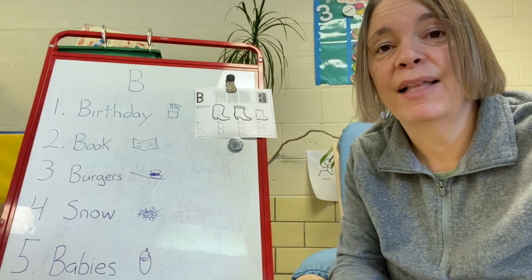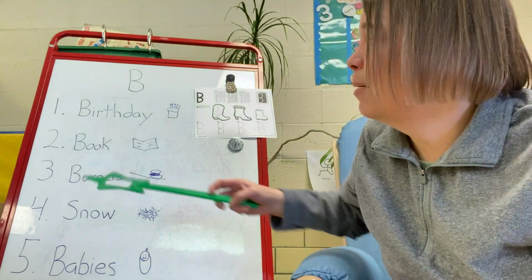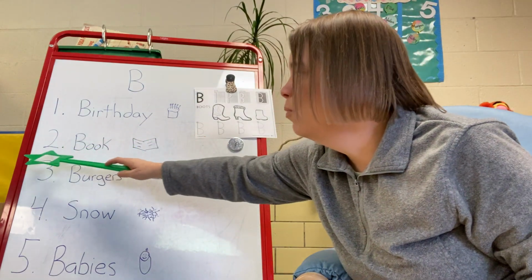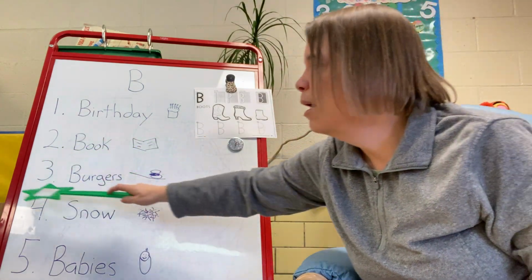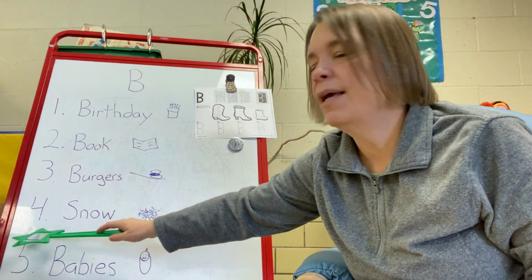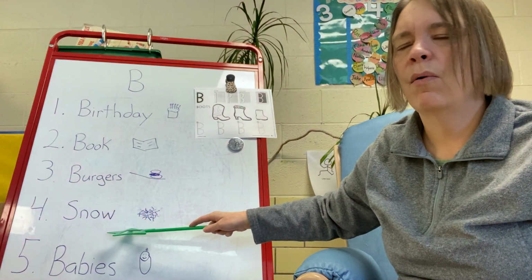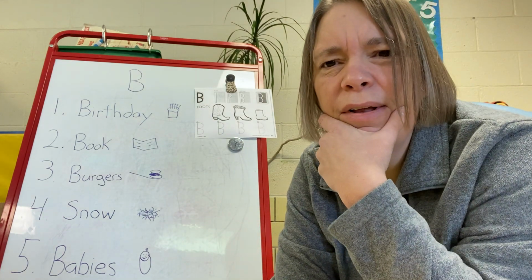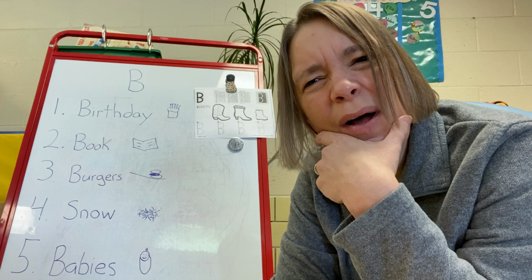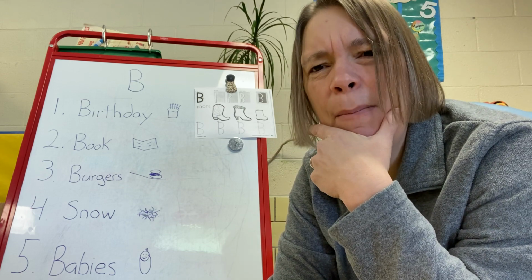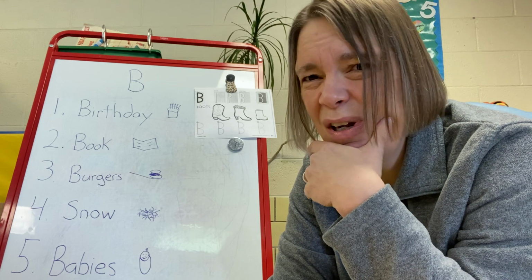Are you ready to go back to my list of B's? Okay, number 1 was birthday. Number 2 was book. Number 3 was burgers. Number 4 is snow. Wait a minute. There was snow in the book. But does snow go on my list of B's? Birthday, book, burger, snow.